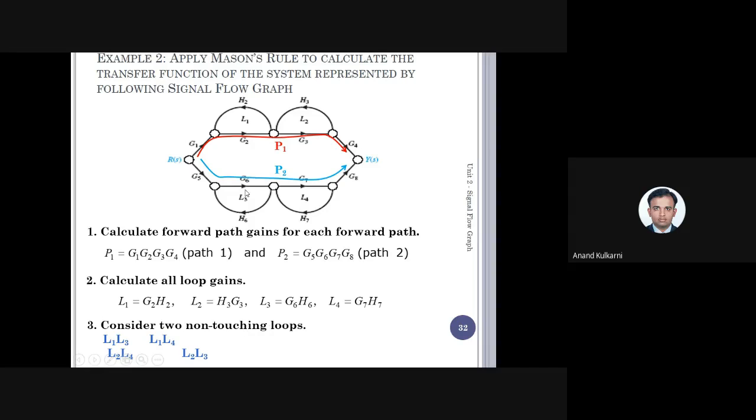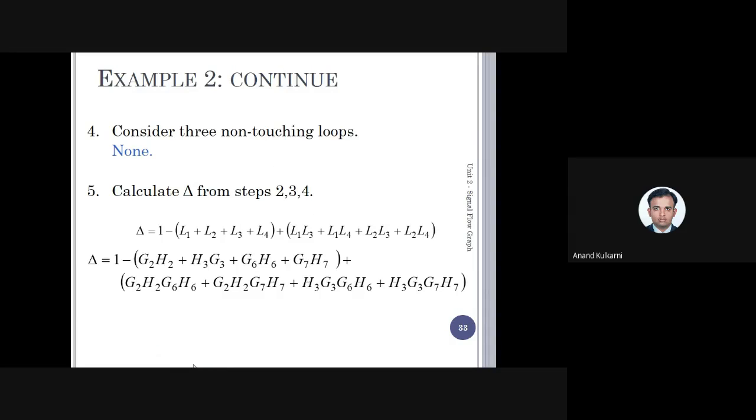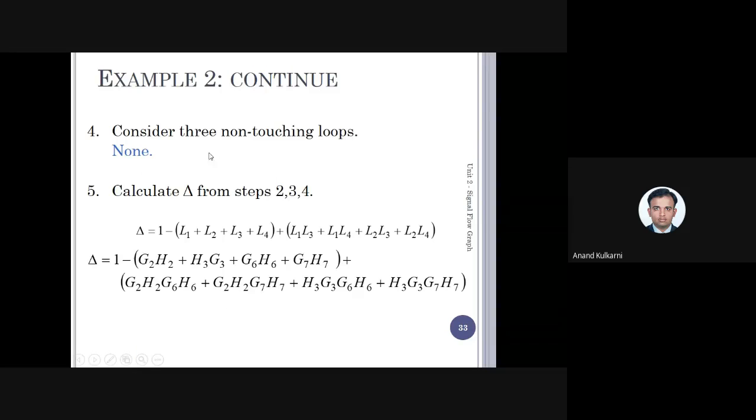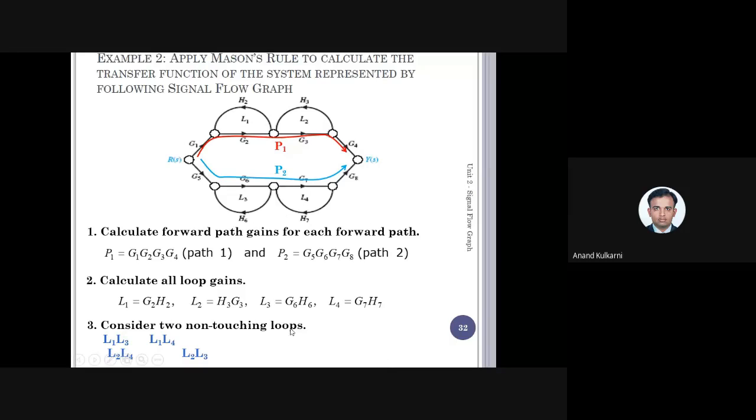Consider two non-touching loops: this pair, this pair, this pair, and this pair. So there are totally 4 pairs of two non-touching loops. But there are no 3 non-touching loops. Why? Because if I take L1, L2, L3, again L1 and L2 are joined. And L3 and L4 likewise. Whatever permutation and combination I do, I cannot have this third condition, so 3 non-touching loops are not possible. Only 2 non-touching loops are possible, only 4 pairs. Hope this is clear. Have you understood this? Any doubts? Is it clear?